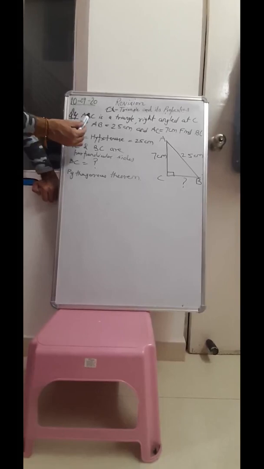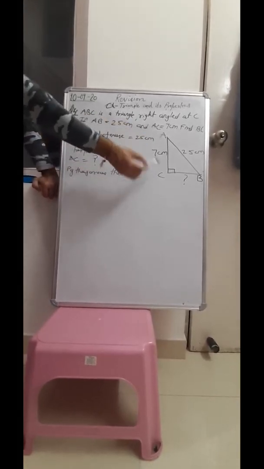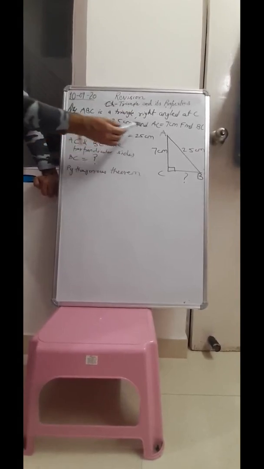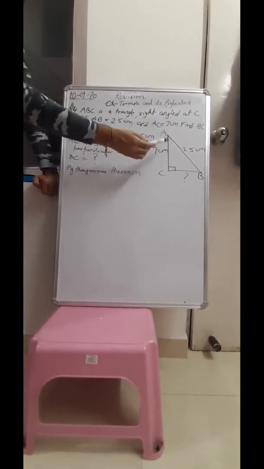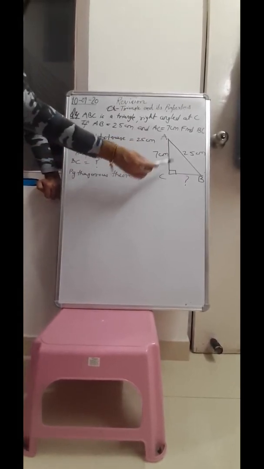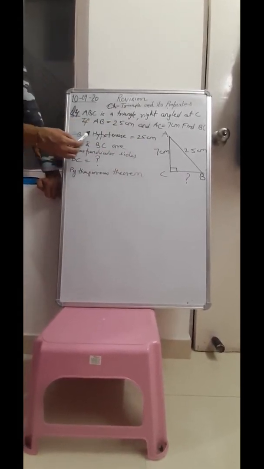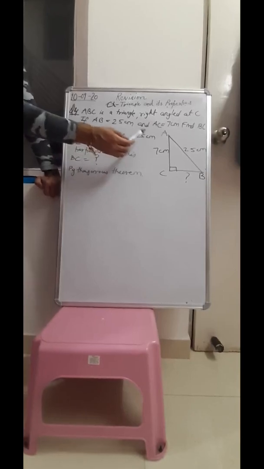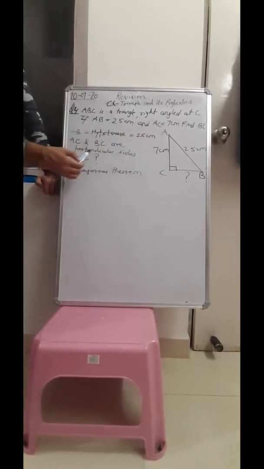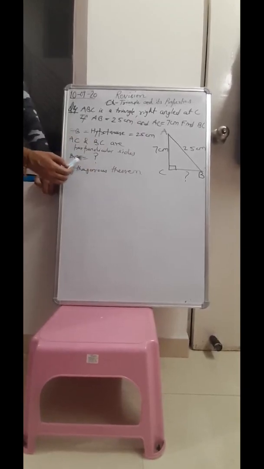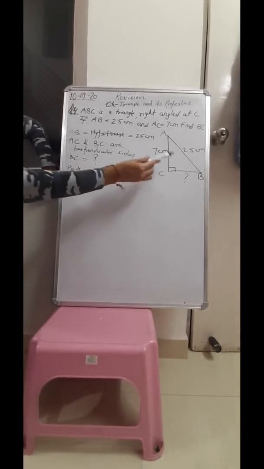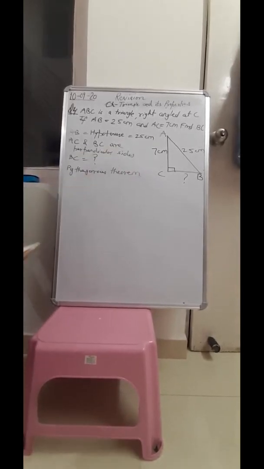Question number 4. ABC is a triangle, right angled at C. If AB equals 25 centimeters and AC equals 7 centimeters, we all know that the side opposite to 90 degrees, that is AB, will be the hypotenuse, that is 25 centimeters, and AC and BC are the perpendicular sides, and we have been asked to find BC. So to find any side of a triangle, we have to use the Pythagoras theorem.